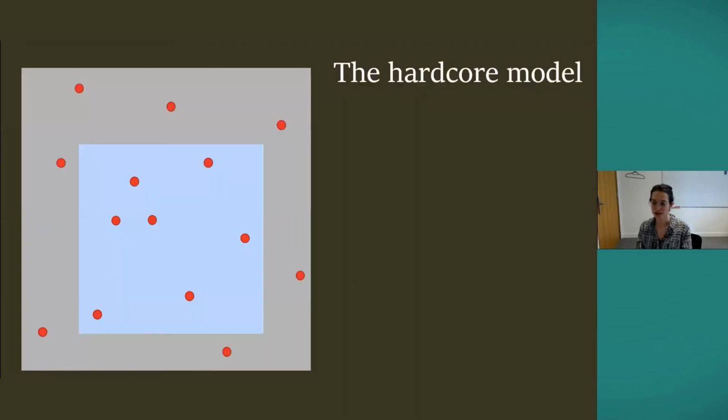This kind of model in statistical physics is called the hardcore model. So basically we have a room with gas inside. So this is the room and we have some particles of gas inside. And we want to understand how they react with each other, how they distribute, how they look. So we have some gas model, and the only constraint that we have is that particles don't overlap.